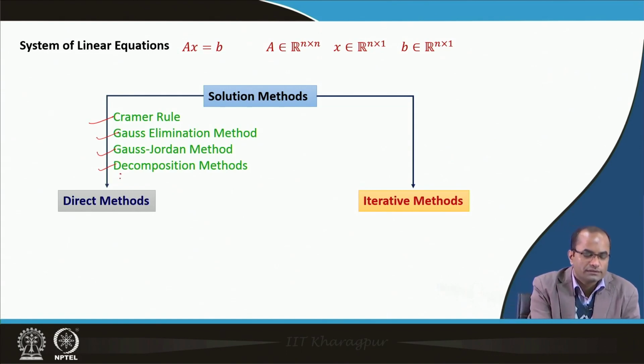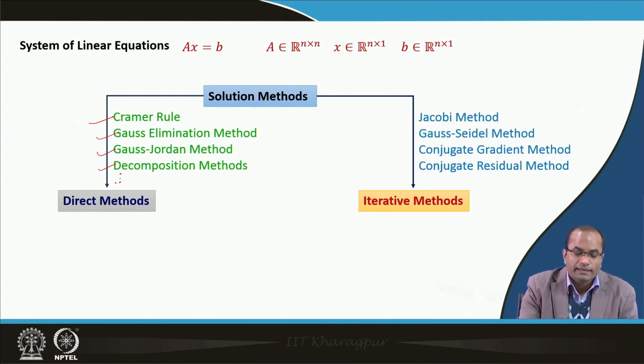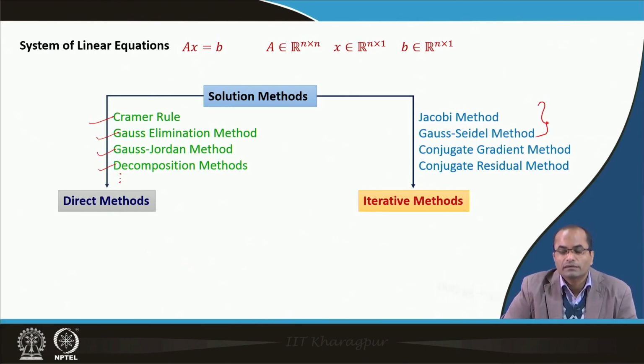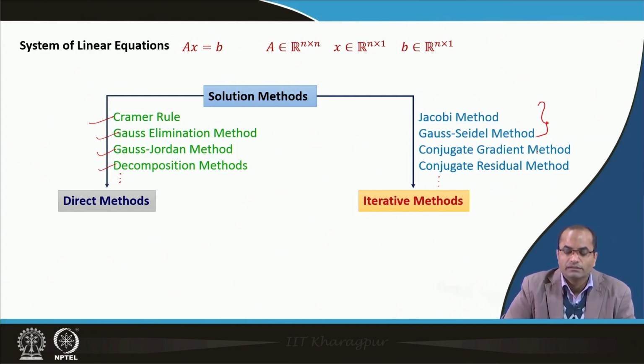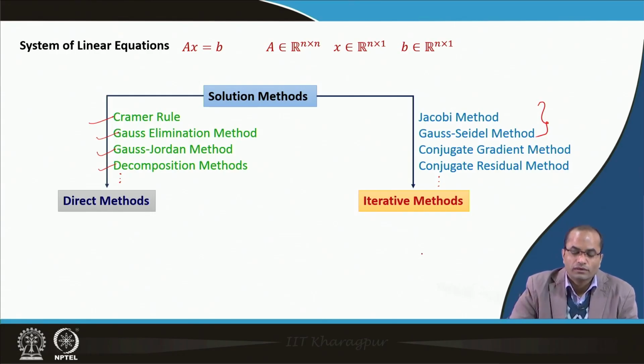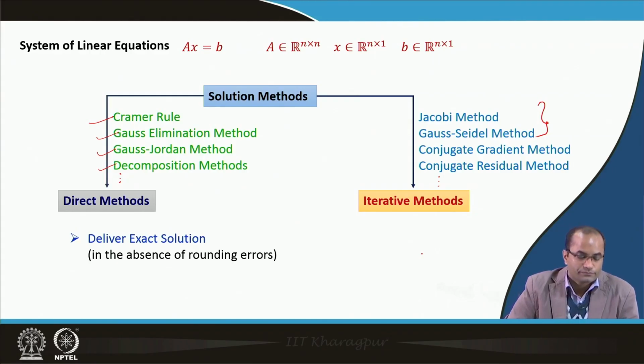So, it is a long list, and in this category, when we are talking about the iterative methods, the two well-known classical methods are the Jacobi method and the Gauss-Seidel method. We have many more. Some of them are the conjugate gradient method, the conjugate residual method, etc. So, it is again a long list for iterative methods, some of them are listed here.